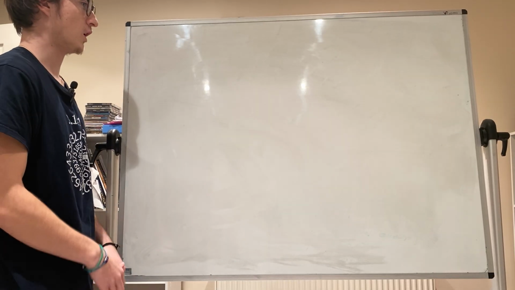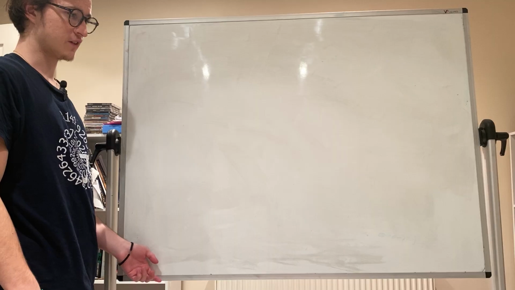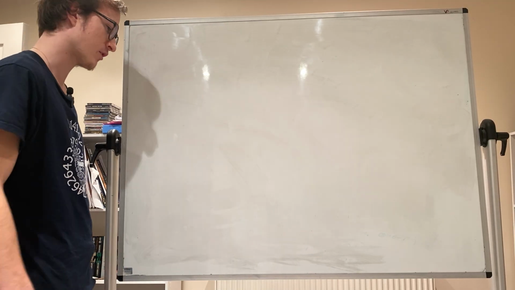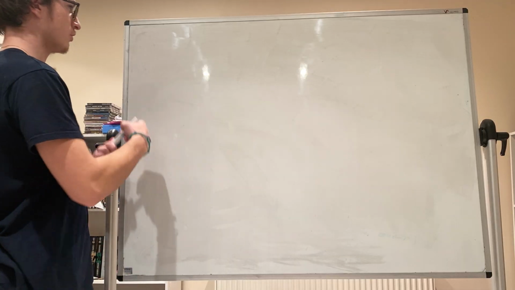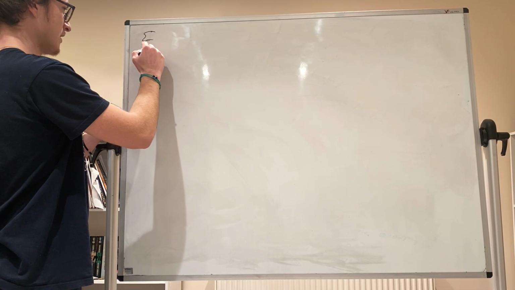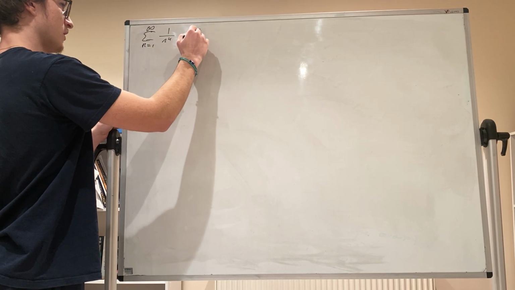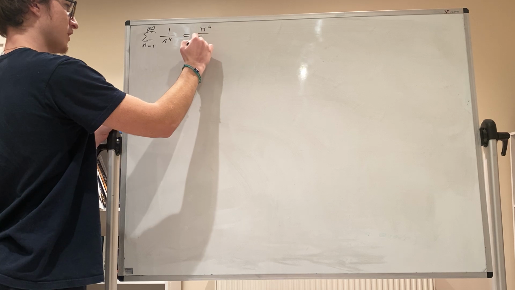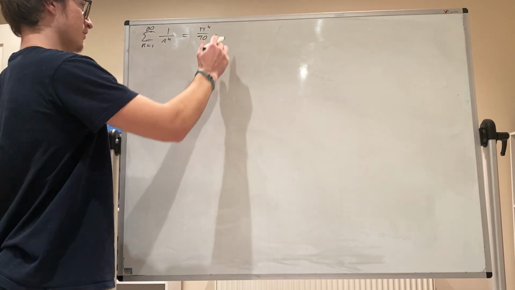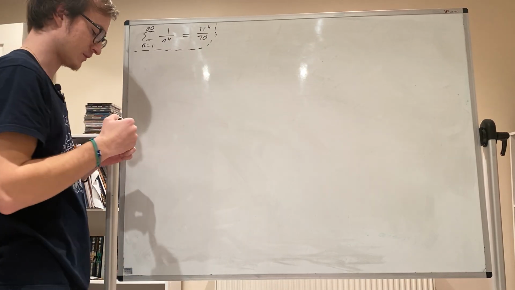And yeah, today I'm going to be using Fourier series, more specifically Parseval's theorem, in order to show the following: that the sum from n equals 1 to infinity of 1 over n to the power 4 is equal to pi to the power 4 over 90. And we're going to be doing this with Fourier series. Okay, let's just crack on.